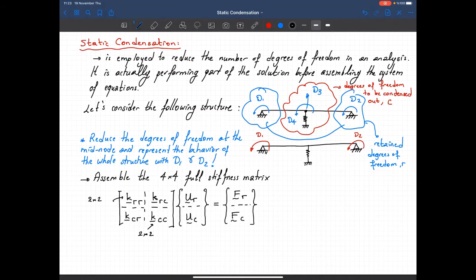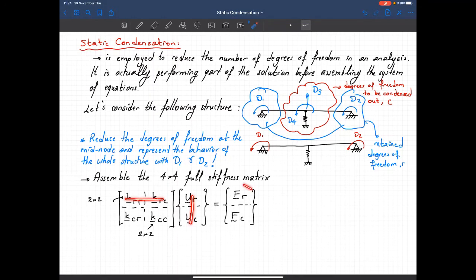Okay, so I have written the full stiffness matrix, full equilibrium equations for this structure, but I first number the ones that I want to keep and then number the ones that I want to condense out. I obtain the following equilibrium equations, and I can partition these equations into 2 parts. At the top I'll see the retained ones, and at the bottom I have the condensed ones. Okay, now let's do the multiplication.